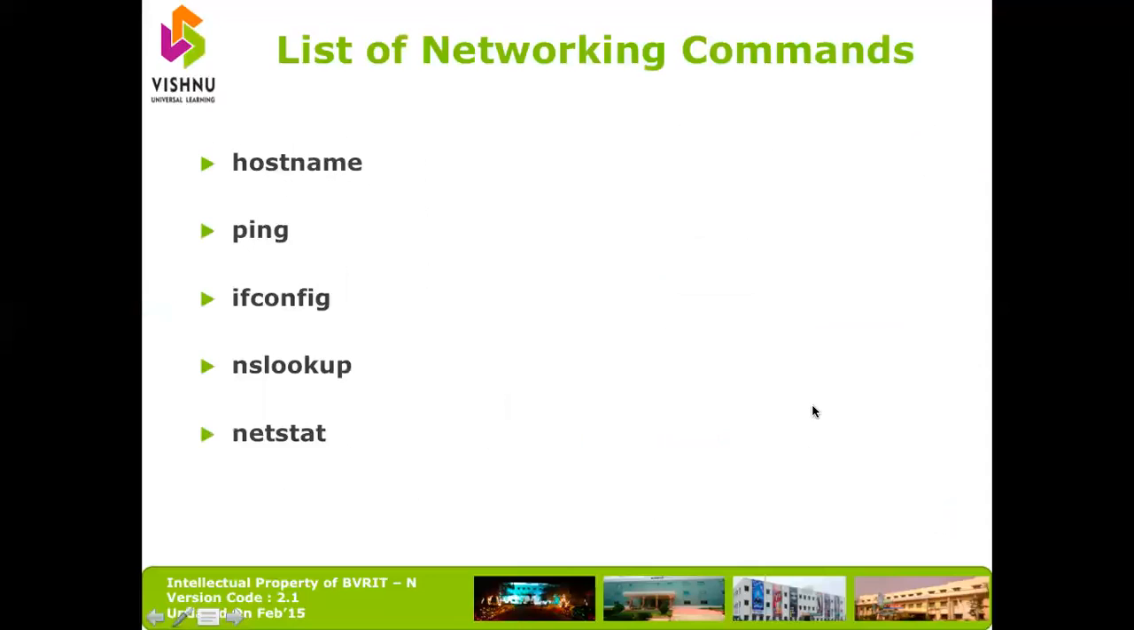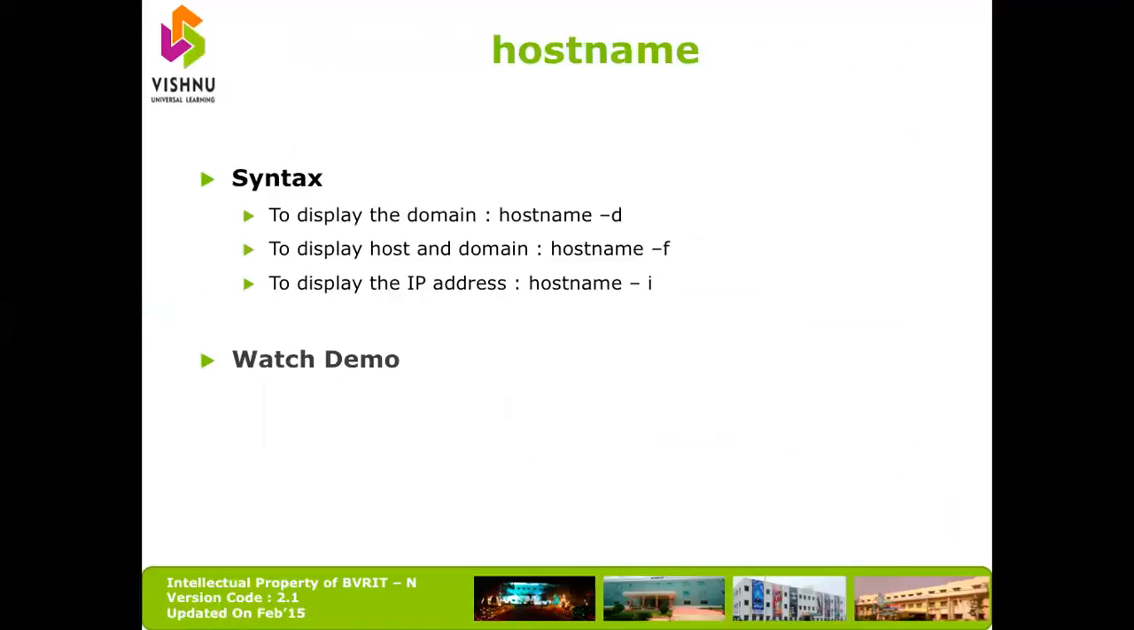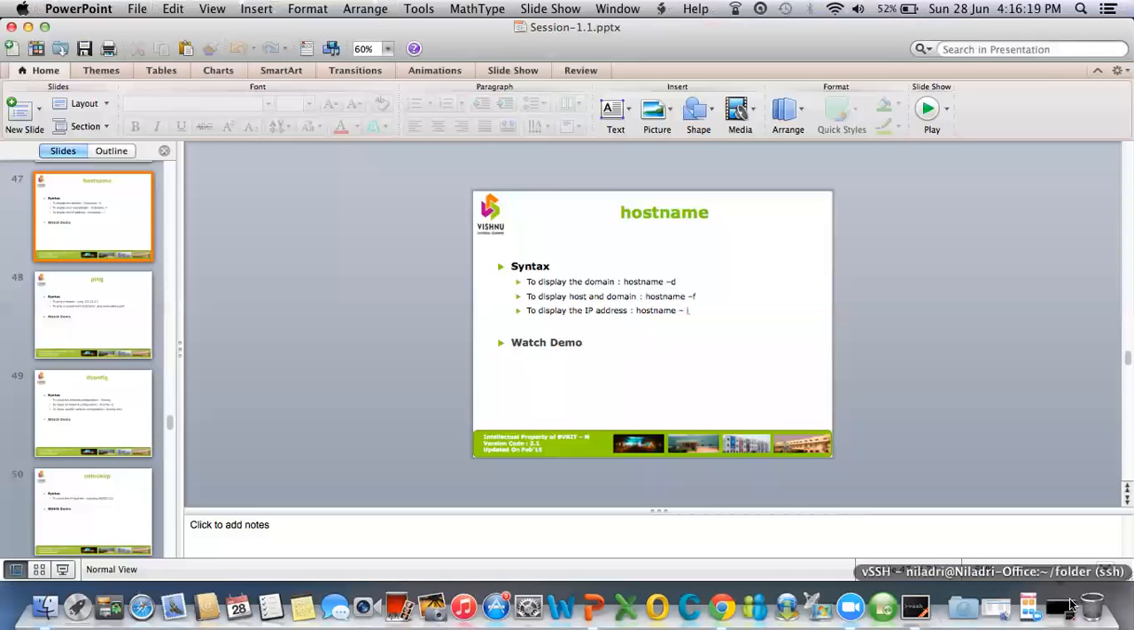Right. Now there are a total of 5 commands available here, which we're going to discuss. The first one is called hostname, which helps you find out the name of the host of the computer you are using. It comes with multiple other options as well. If you want to find out the domain to which you are connected, it gives you option -d. If you want to find out the host name along with the domain, it gives you option -f. And if you want to find out the IP address of a computer, if you know the host name, you can use an option called -i. So let's watch a very quick demo and see how that works.